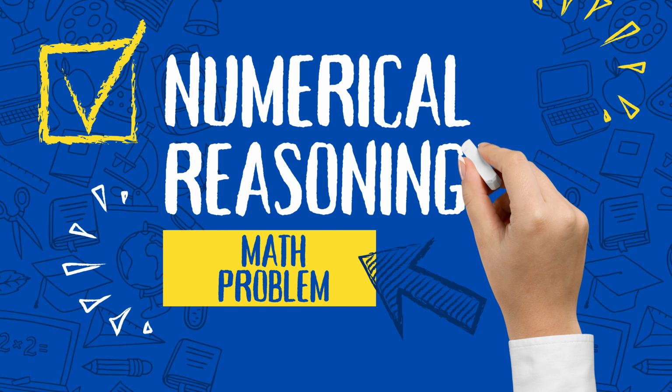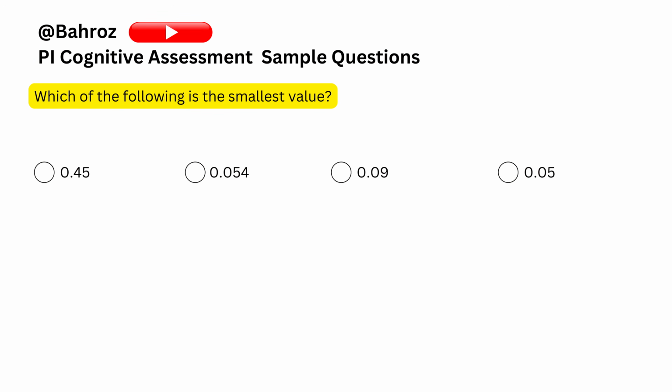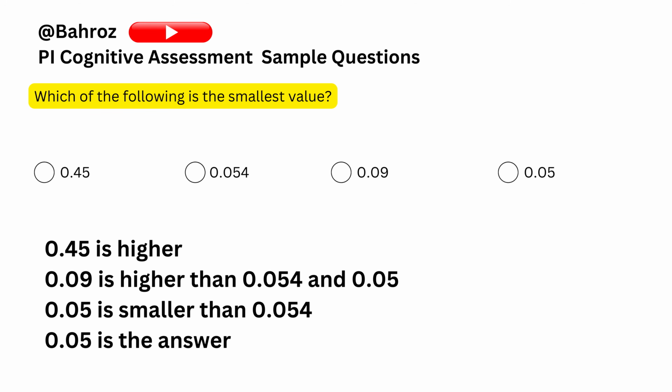Now the next type of questions under numerical reasoning would be math problems. These are the type of questions where you'll solve basic arithmetic or algebra problems using numbers, percentages, or fractions. So here I have a sample question: which of the following is the smallest value? 0.45, 0.054, 0.09, 0.05. Here the best way to do it is look at the first digit across all of them and compare. So all of them have 0 as the first digit, which is the same. So move on to the next digit, which is 4, 0, 0, 0.